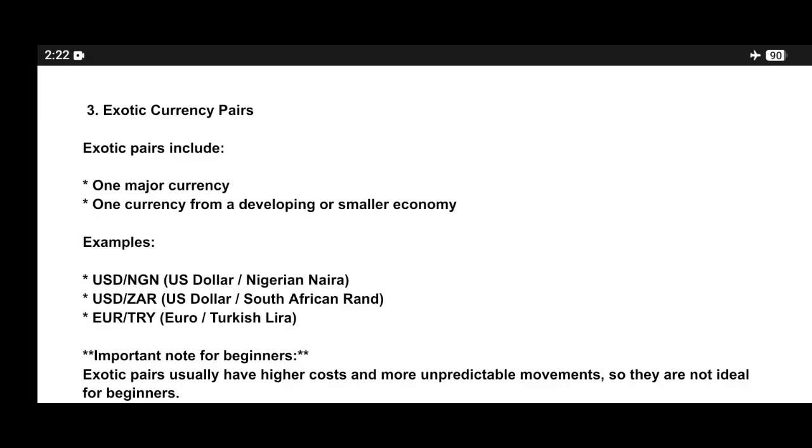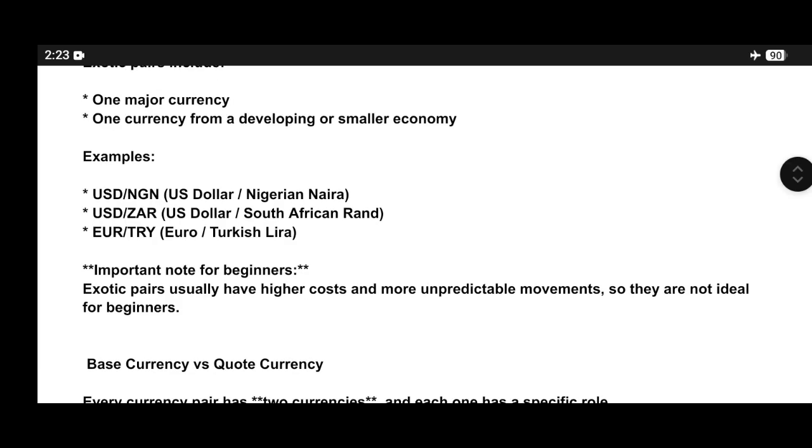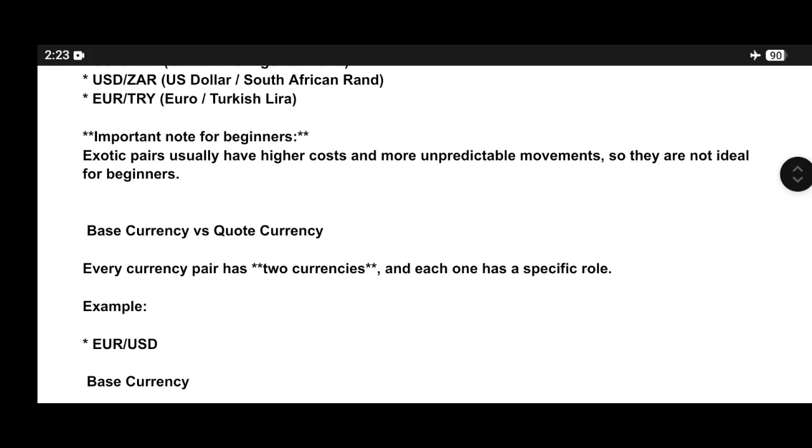But an important note for beginners, exotic pairs usually have high costs and more unpredictable movement. They are not ideal for beginners. These are ideal for experienced traders, but not for beginners who are starting out in forex trading. So begin with the major currency pairs. Then we have the base currency versus quote currency.